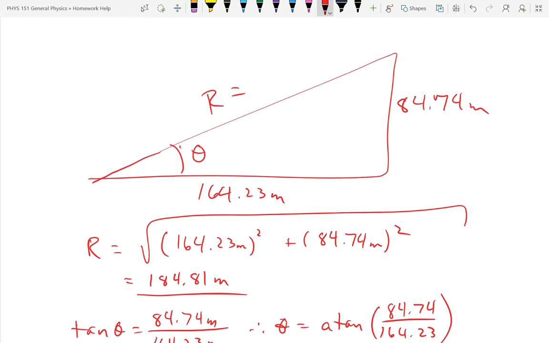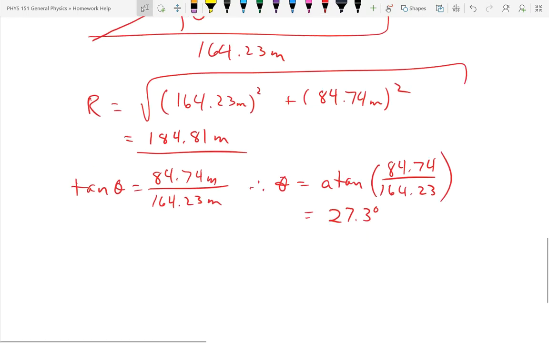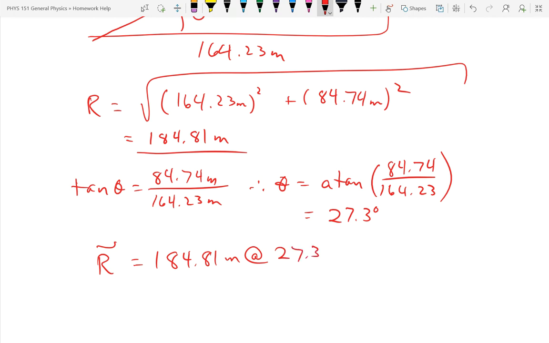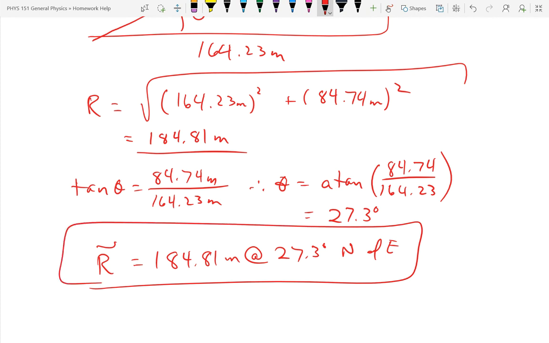It was measured north from east. So my resultant vector is 184.81 meters at 27.3 degrees north of east. So there I've added the vectors two different ways. One was graphically, one was analytically. Which do you prefer? Analytically, do you want to say graphical?